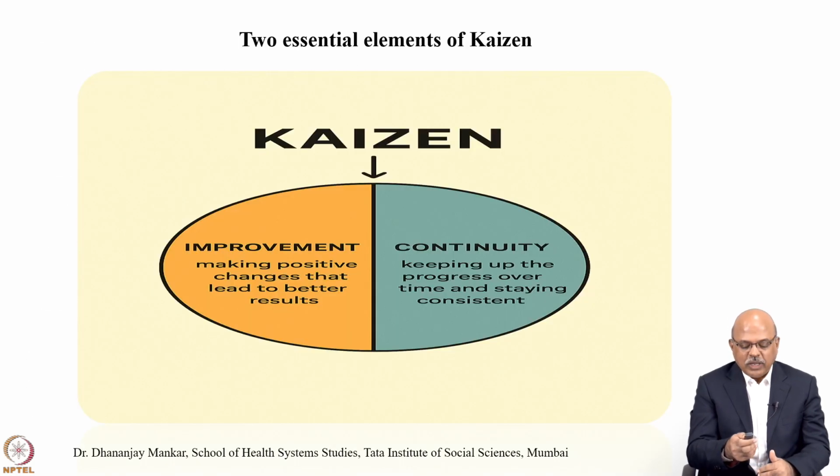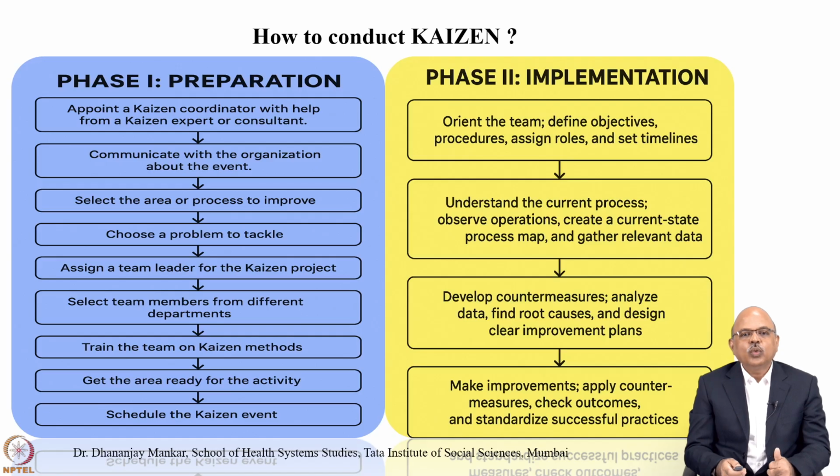These are the two essential elements of Kaizen. The improvement part is making positive changes that lead to better results. The other part is continuity, which is keeping up the process over time and staying consistent. How to conduct Kaizen? There are three phases. The first phase focuses on the preparation part, and the second is more on the implementation part. Appoint a Kaizen coordinator with help from a Kaizen expert or a consultant, which is the very first requirement you need to emphasize.